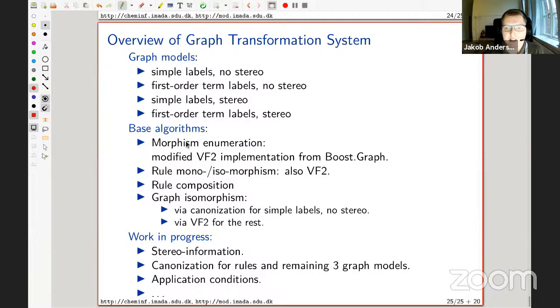So the basic ingredients of morphism enumeration and rule, mono and isomorphism, and rule composition and graph isomorphism, we need to have variants for each of these. And one interesting thing that we're working on is exactly how we can do canonicalization of graph objects when we have these more complex labels?